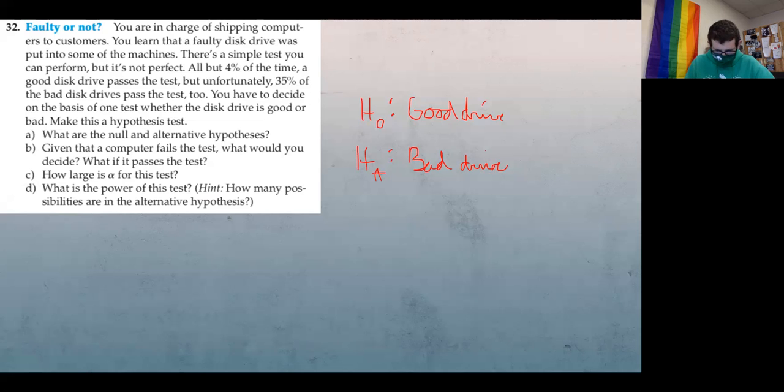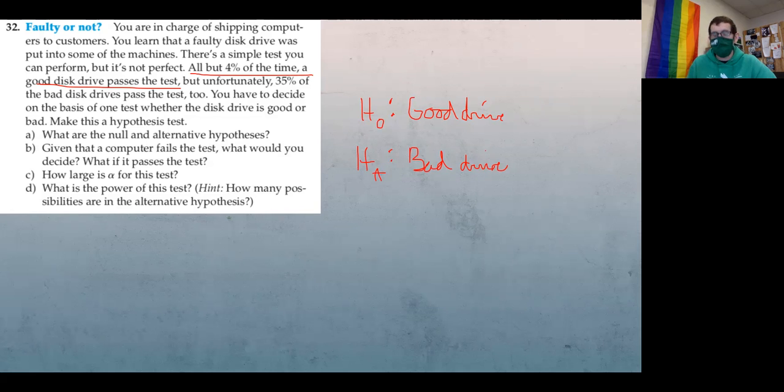Okay, now let's consider this question right here. All but 4% of the time, a good drive passes the test. So what error is made 4% of the time? Did we reject the null in this case? 4% of the time, did we reject the null? No, we failed. Right?